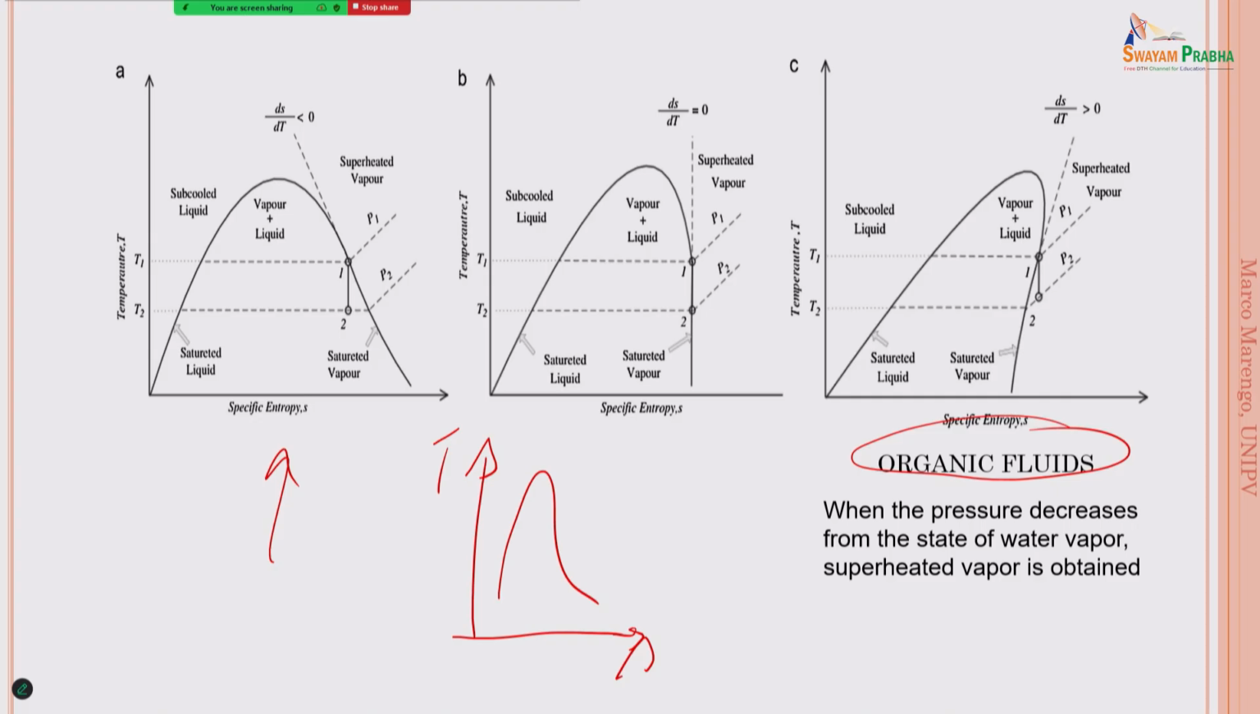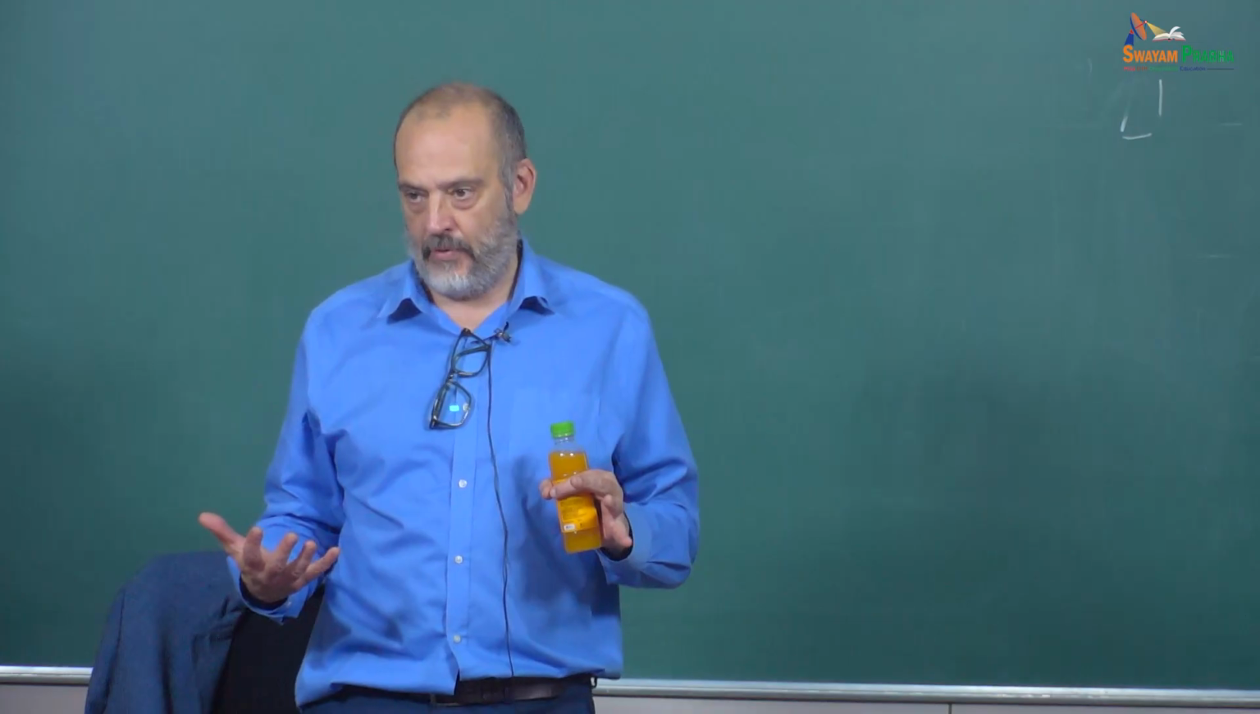Well, it's not the same because, for example, water is like that. If you decrease the pressure, you are entering the two-phase system. But for organic fluids, if you decrease the pressure, you're going to have superheated vapor. So the behavior is completely different, and the form of the curve, if you consider one fluid or another, is really very important.